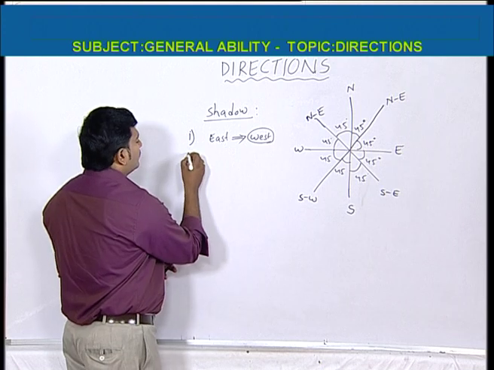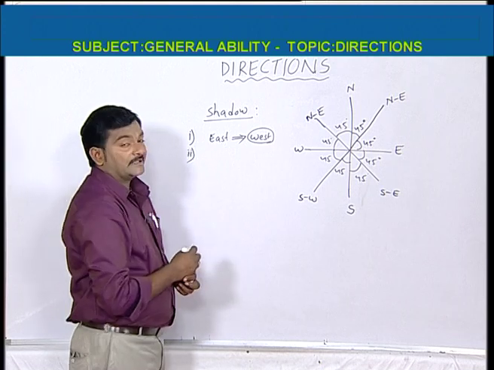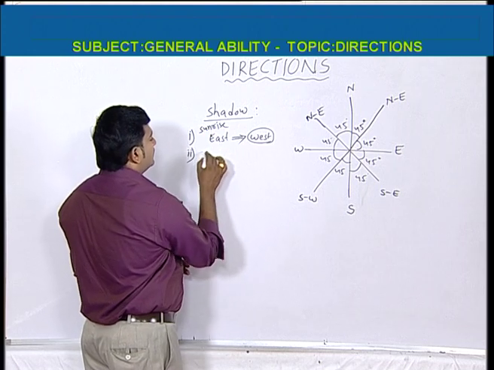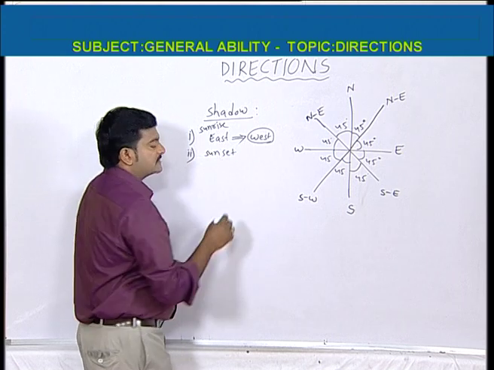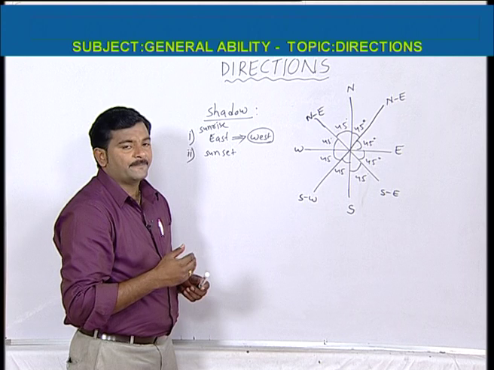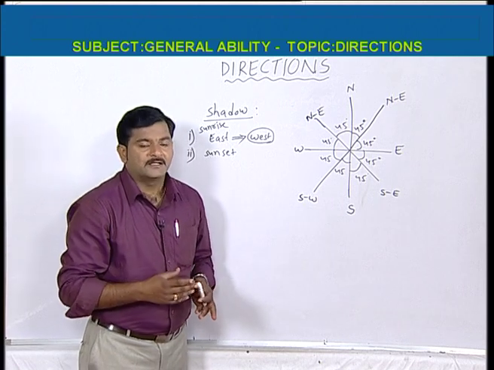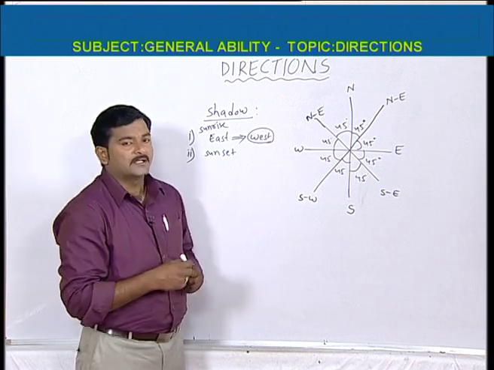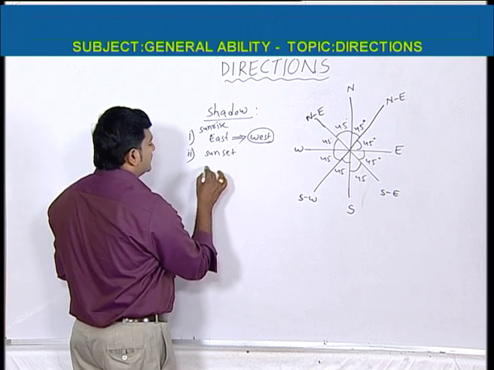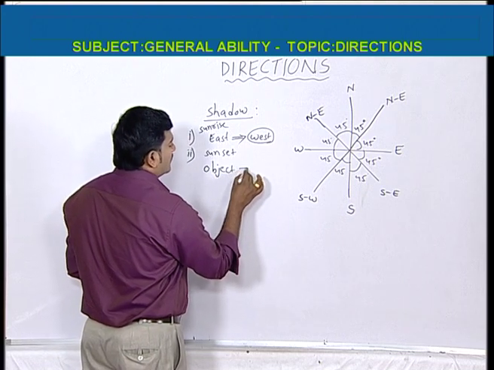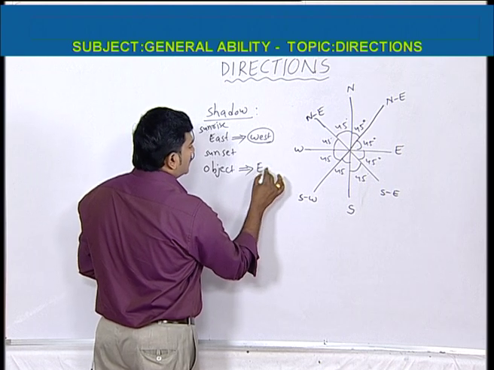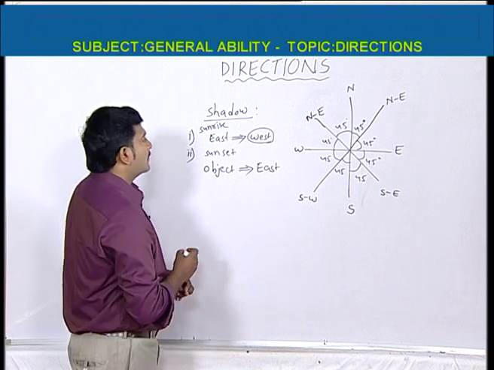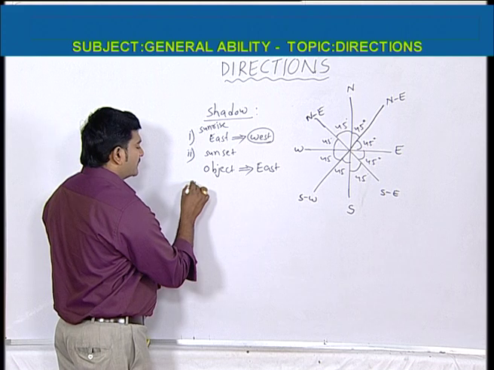Now we'll focus on the second point. The second point is at the time of sunset. So this is about sunrise. And at the time of sunset, if the person is facing any direction, the shadow of an object is always towards east direction. I repeat this second point. At the time of sunset, the shadow of an object is always towards the east direction.